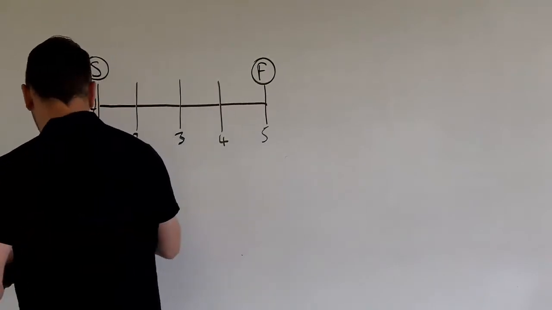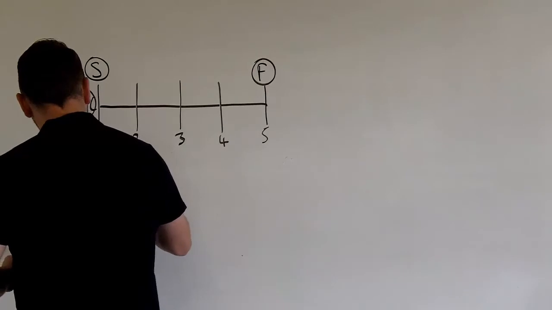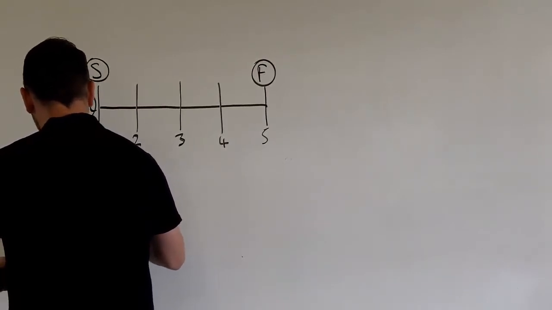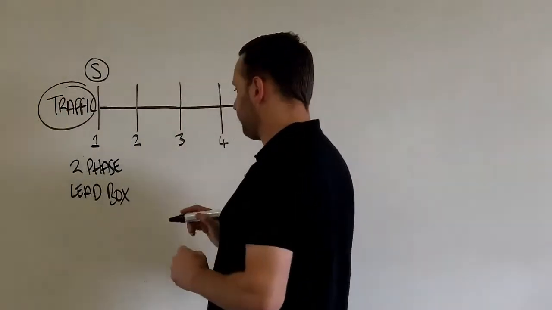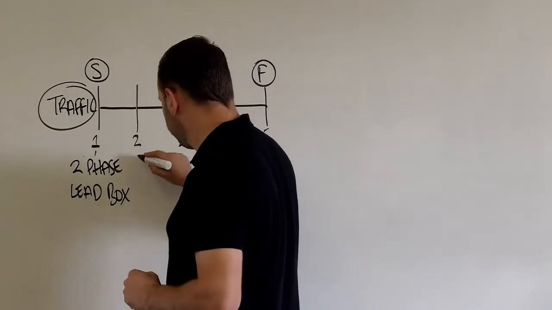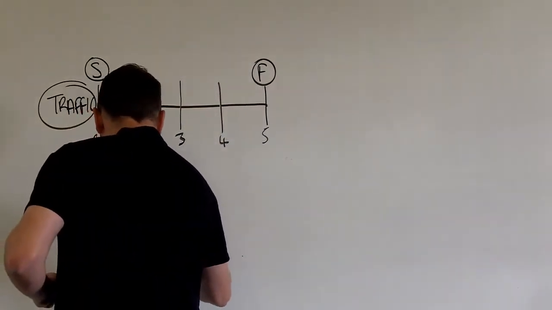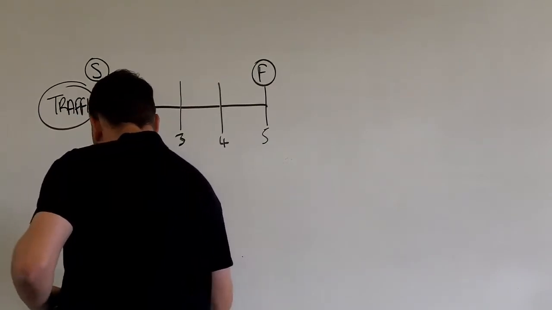We're going to have our 2-phase lead box, as I call it. Okay, so this is our 2-phase lead box. Now, secondly, we're going to have what I call the value trip. I don't know if you can hear that siren.